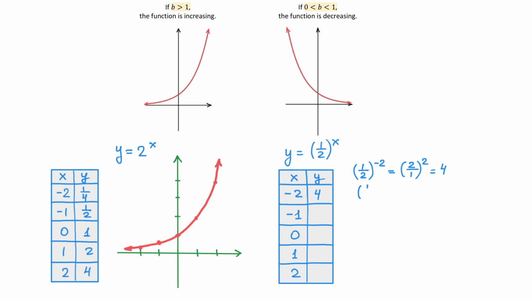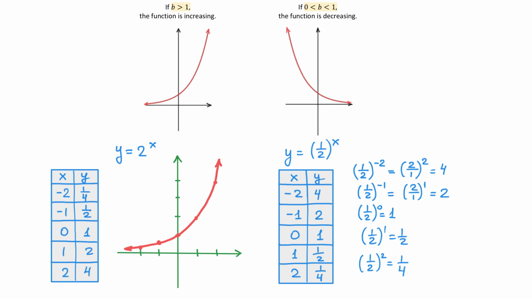Next, we will raise 1/2 to negative 1, which is equal to 2 over 1 to the exponent positive 1, and this equals 2. Then 1/2 to the 0 power equals 1. Then 1/2 to the first power equals 1/2. And 1/2 to the second power is 1 over 4.